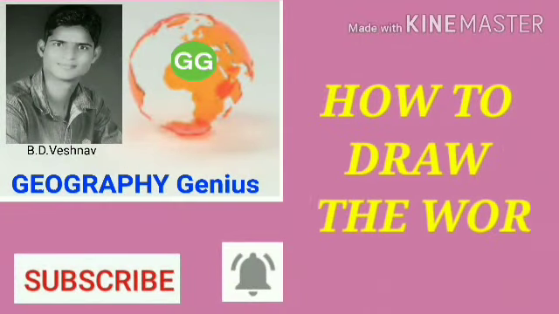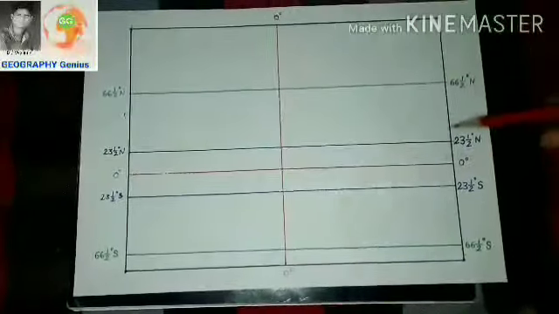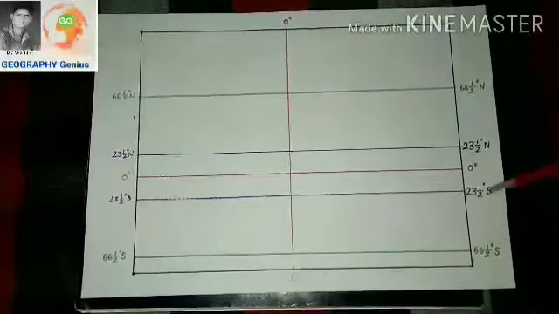Hi guys, today we are going to learn how to draw a world map easily by the graphical method. Friends, first we draw a rectangle. The rectangle length is 23.5 centimeters and width is 18 centimeters.